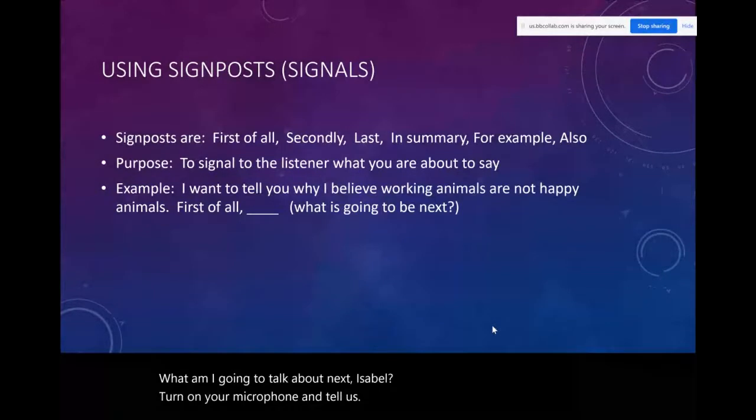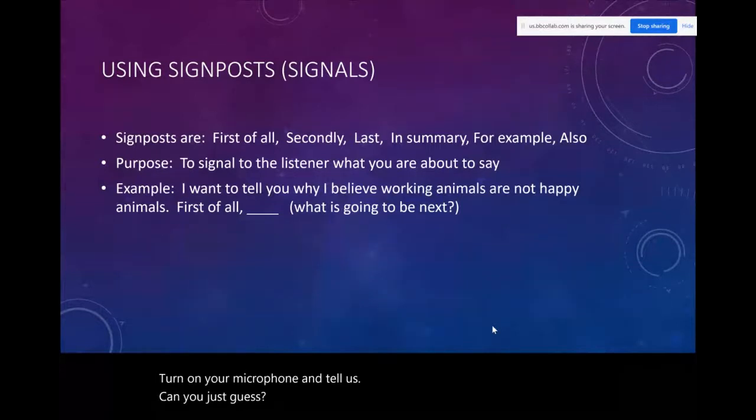Can you just guess? First of all, the person can approve of this work with them.